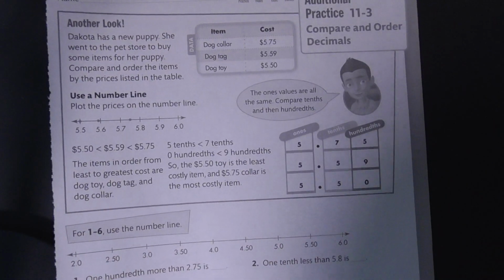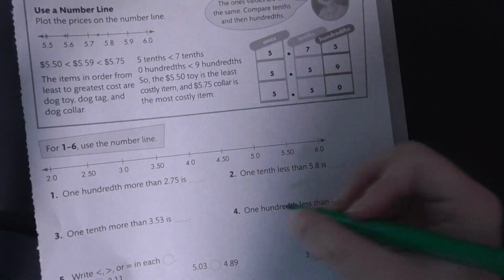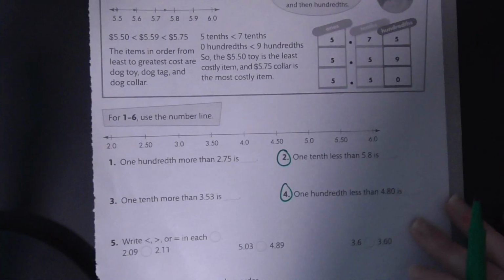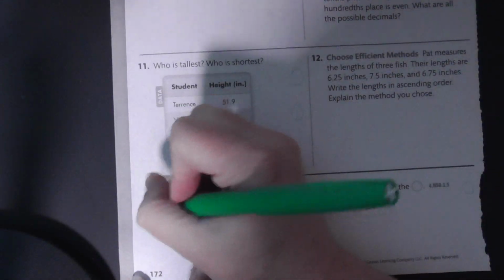All right, so as always, I like to just do all the even numbered problems and then the assessment practice on the back. So 2, 4, and then 6. And then on the back, we're going to do 13 and 14.